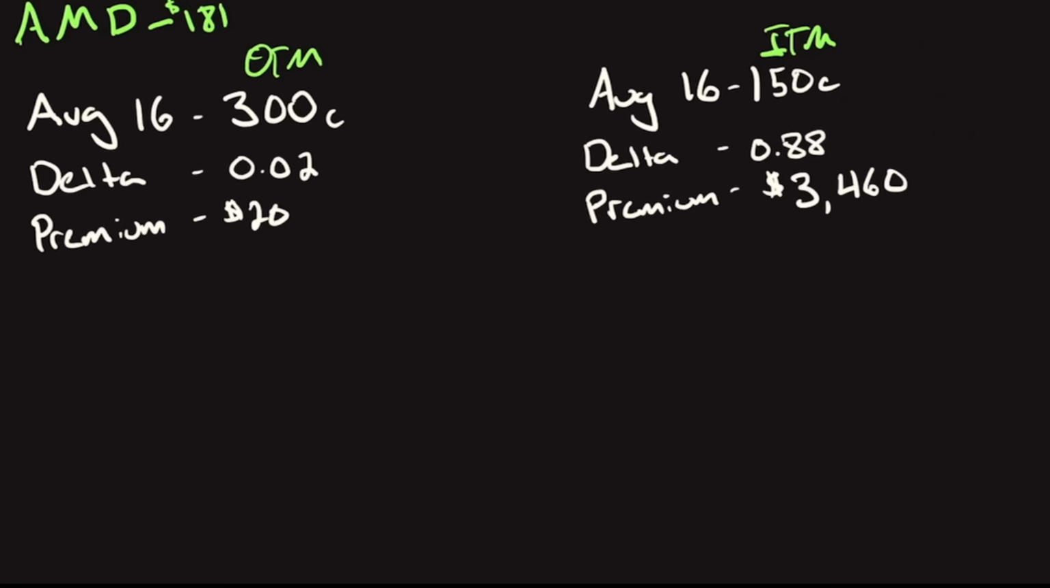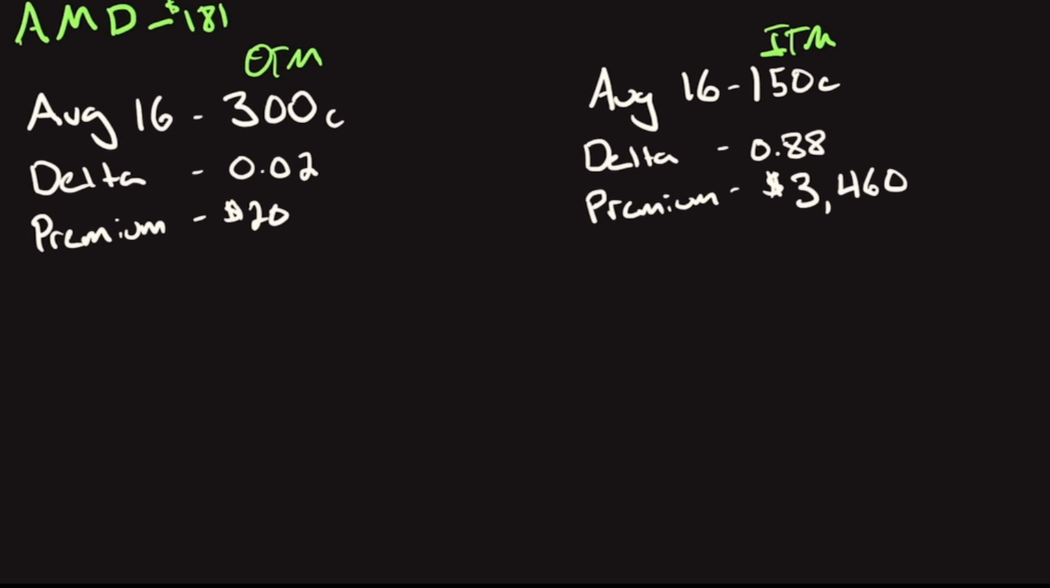On the left-hand side here, you can see we have an out of the money option. You can tell because it has a 300 strike, which is above the price of AMD of 181. On the right-hand side, we have an in the money option. You can tell because it has a lower strike of 150. It's lower than the current share price of 181. That makes it in the money. I've very conveniently written out of the money up top and in the money up top, so you don't forget. Okay, let's look at the delta of each option.